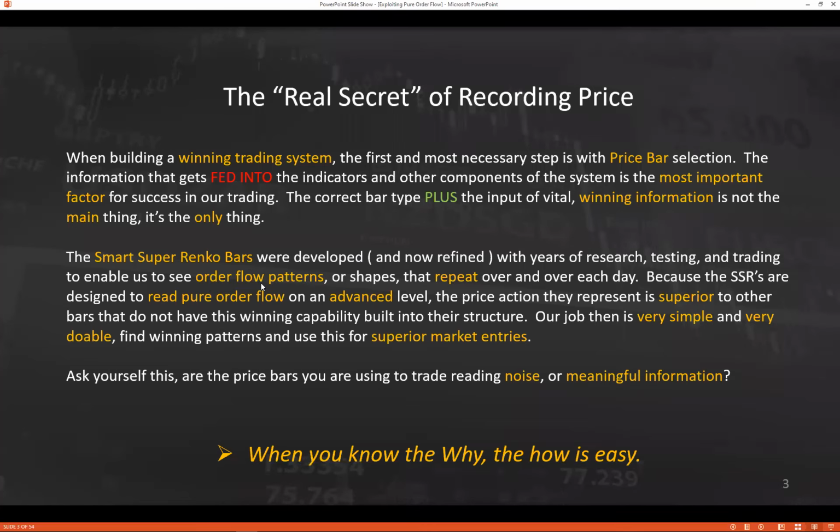We'll look at some specifics in a minute on how that works. Now, these order flow patterns, we call them signals. They can be shapes, whatever you would like to call it. But they repeat over and over each day. And because Smart Super Rincos are designed to read pure order flow on an advanced level, the price action they represent is far superior to other bars that don't have this capability built into their structure.